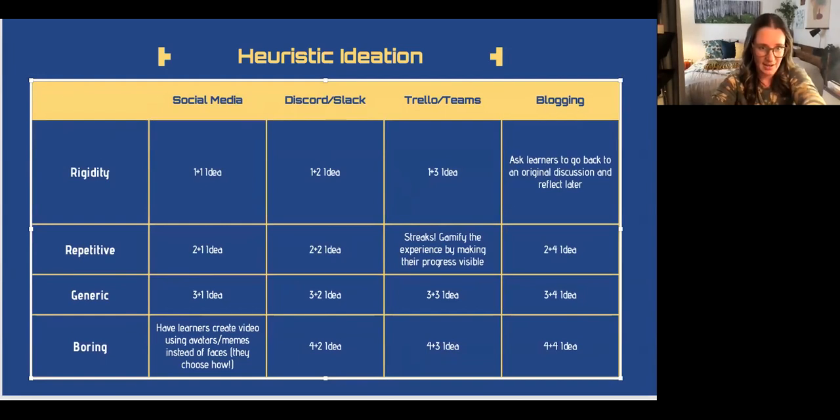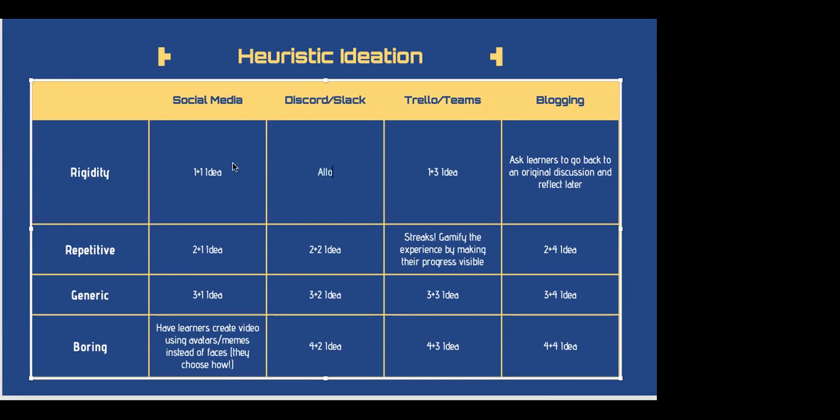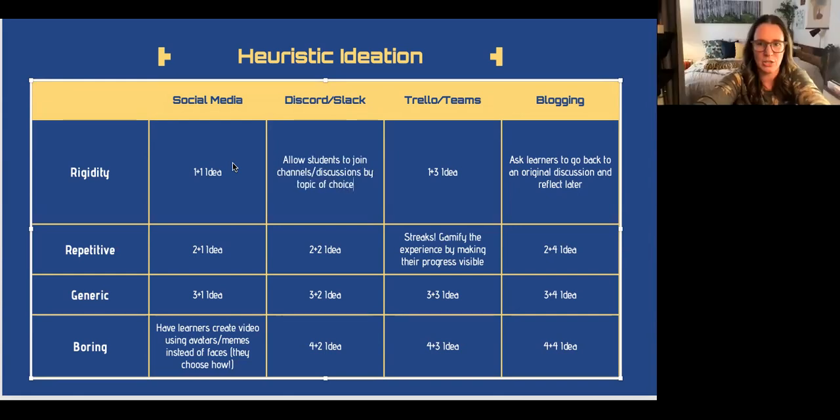Discord or Slack allows, this is Melissa, allows for different channels. This could address either the rigidity or the repetitiveness. You join the channel or discussion that most aligns with your interests. I like this idea too. Okay, let's do rigidity. All right, how do I want to word that? Feel free to help me out here, Melissa. I don't know if it comes down to choice, or allow students the choice of the discussion or channel that they participate in. So allow students to join channels or discussions by their topic of choice. Yeah? Yeah.